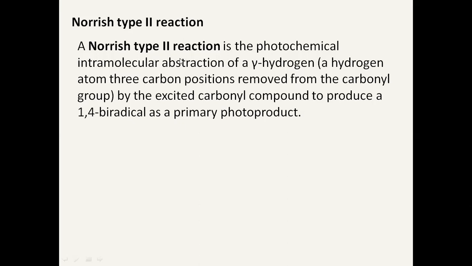In mass spectrometry, we use electron source bombardment. Here we are using photochemistry, light, radiation. So what is the mechanism? Gamma hydrogen removal or abstraction takes place by the carbonyl carbon. Same as in the McLafferty, but Norrish type 2 reaction is limited to only carbonyl compounds. That's a drawback, or we can say limitation.